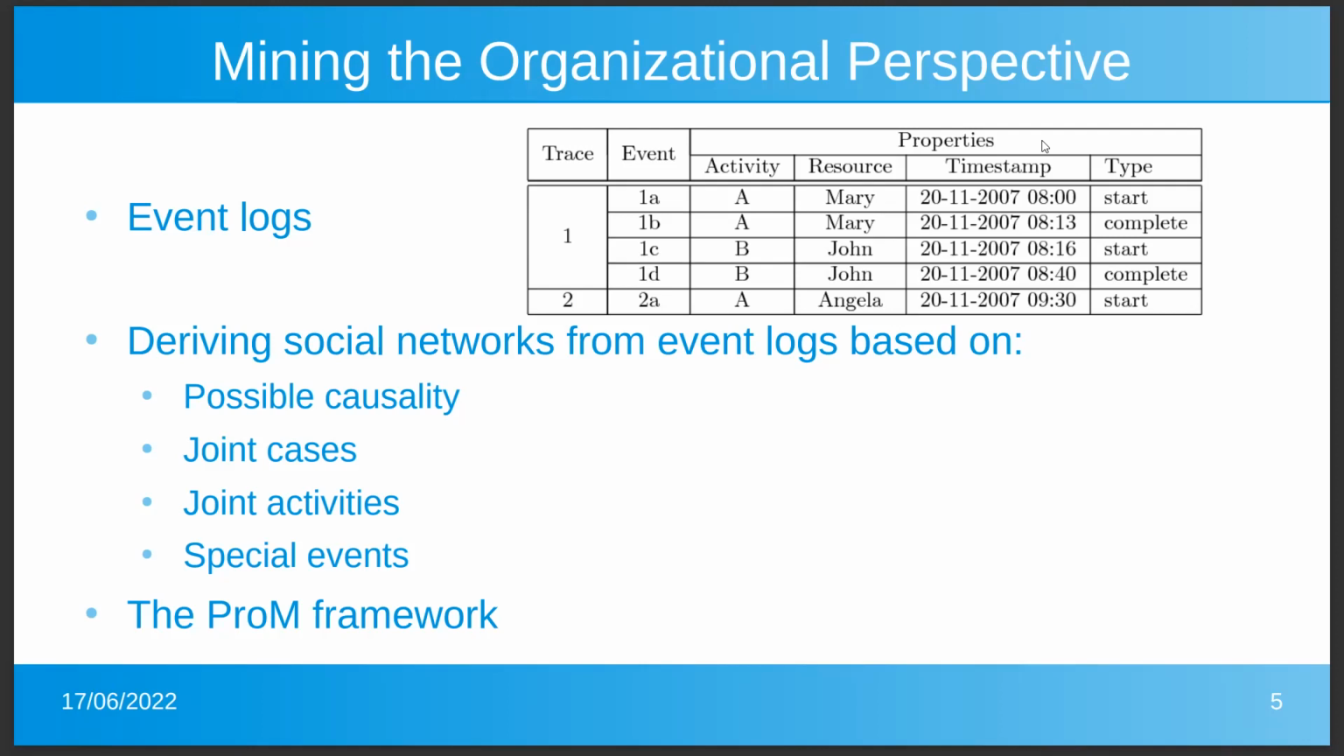Deriving a social network or establishing relationships among individuals from an event log could be done based on possible causality, like handover of work or subcontracting, joint cases, like working together, joint activity, which focuses on the activities performed by individuals, or special events, which consider the type of the event.